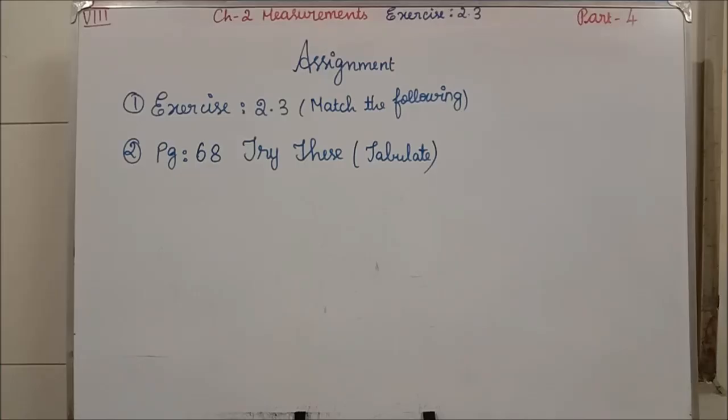Students, in part 4, this is your assignment. The first assignment is exercise 2.3, match the following. Okay, that answer you can write in the book itself directly. And on page number 68, if you see on that page, at the top they have given try these. They have given a tabular column. In that tabular column, we have to find the number of faces, number of vertices and number of edges, for cuboid, triangular prism, square pyramid and triangular pyramid. I taught you before itself how to find the number of faces, vertices and edges, isn't it? Using that, you are going to find the answer for that.